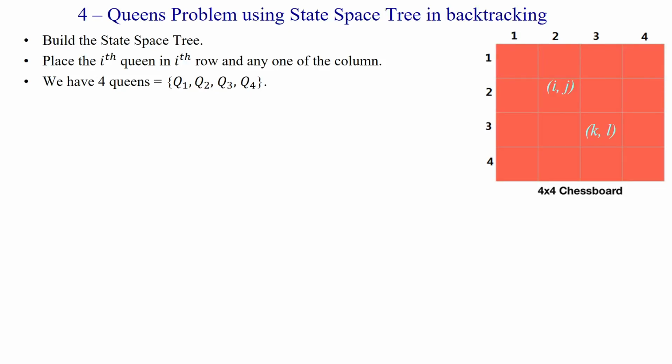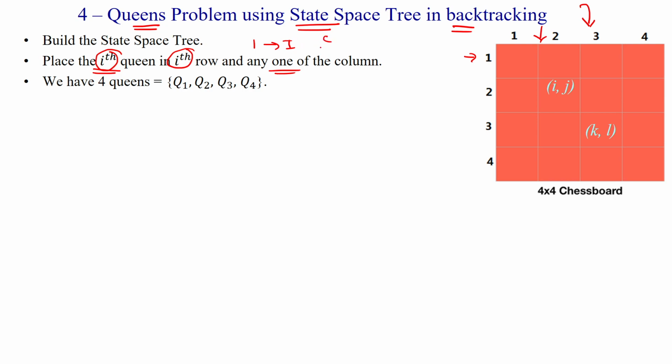Hi, here we will discuss the four queens problem by constructing the state space tree in the backtracking method. The chessboard is given for the four queens, with four rows and four columns. Then the criteria is the explicit criteria. We have to place the ith queen in the ith row and any one of the columns. That means the first queen should be placed in the first row but any one of the columns.